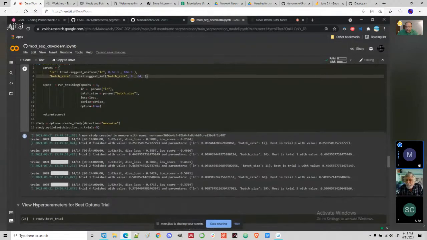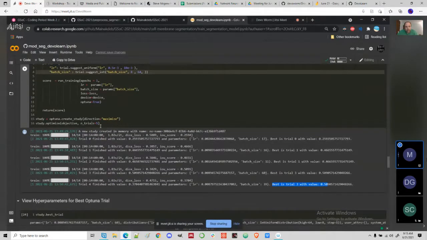And as you can see, it goes for trial zero and finishes with some score. This score represents the intersection over union score. It does the next trial with a separate set of learning rate and batch size, and stores the best trial along the way. As you can see, in these five trials, it says in the end that the best trial is trial 3 with an intersection over union value of 0.50, which is 50%.